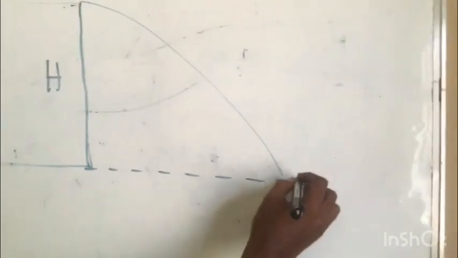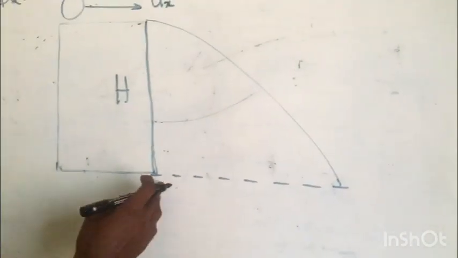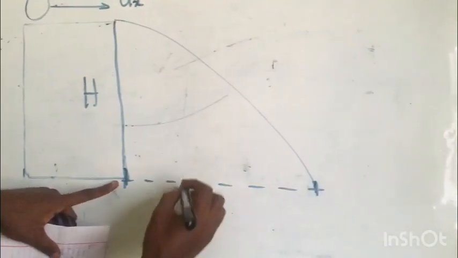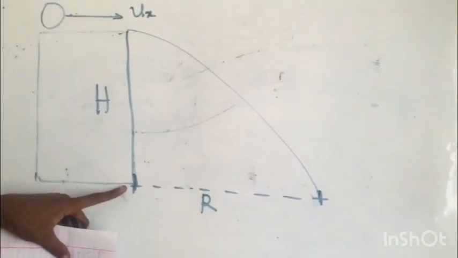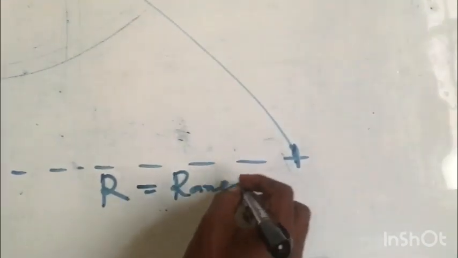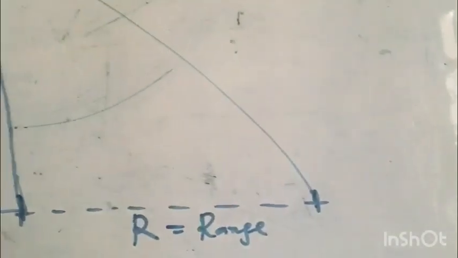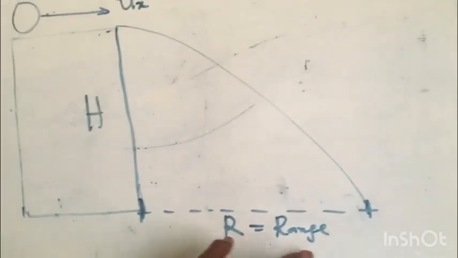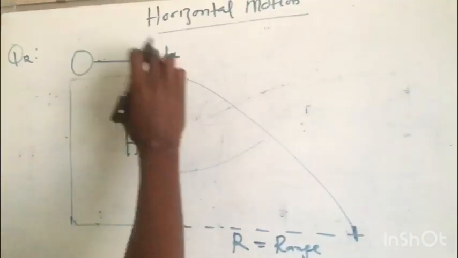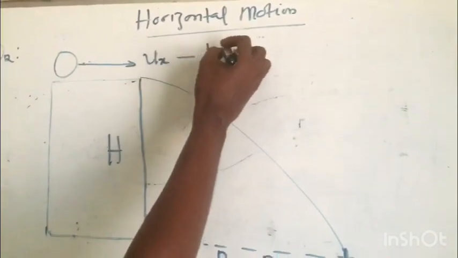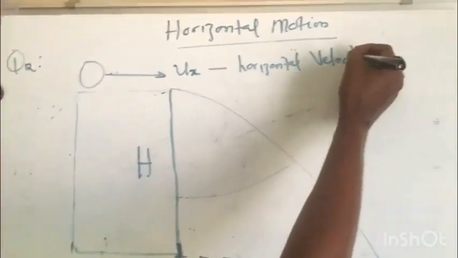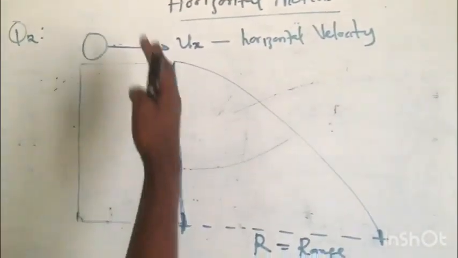This is the ground. Now, the distance the ball covers from here to this point is what we refer to as range. We use R. R is what we call range. It's not horizontal range as in our projectile motion, but in this horizontal motion, we just call it range. And the velocity at which this ball is projected horizontally, we call it horizontal velocity, which is ux. And this is the height.